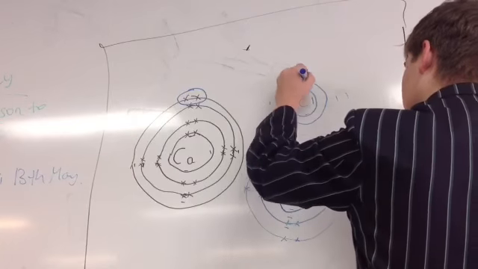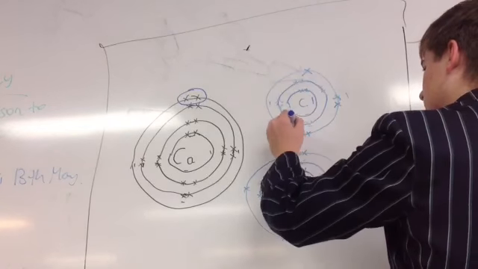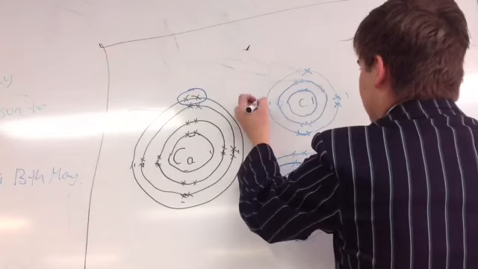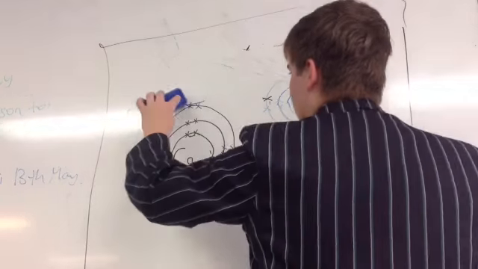It has an electron configuration of 2, 8, 8, 2. It's in period 4, which is why it has 4 shells, and in group 2 because it has 2 electrons in its outer shell, and needs to lose 2 electrons.